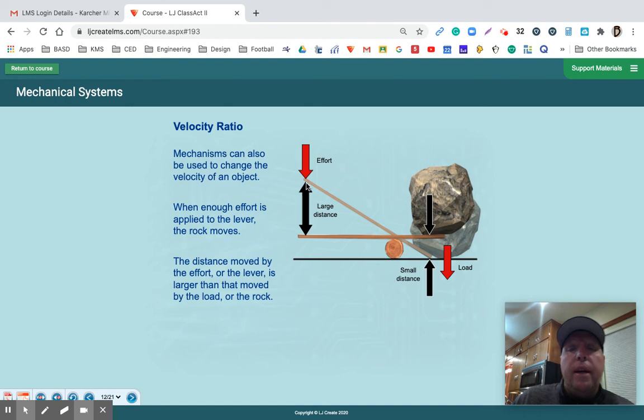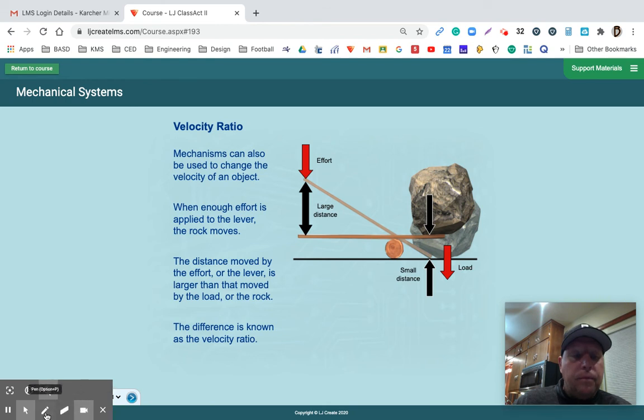So when I'm pushing down on that lever in order to move this rock up, it's a much longer distance in comparison to going from the ground up. I have to be able to do that in order to lift the rock. So large distance here, short distance here, small distance here. The difference between this large distance and this small distance is something called velocity ratio. Okay?